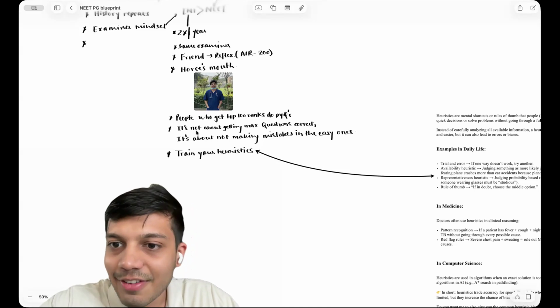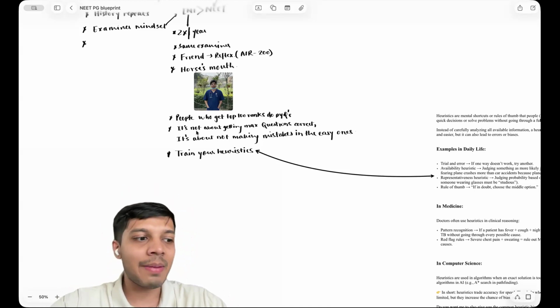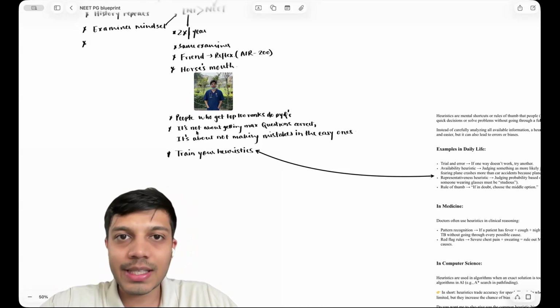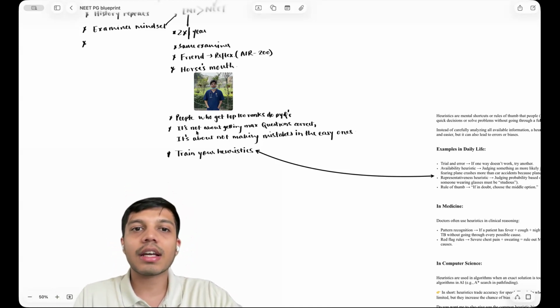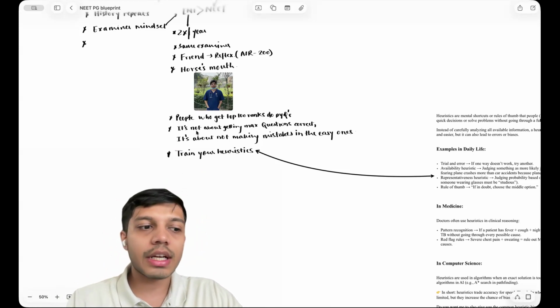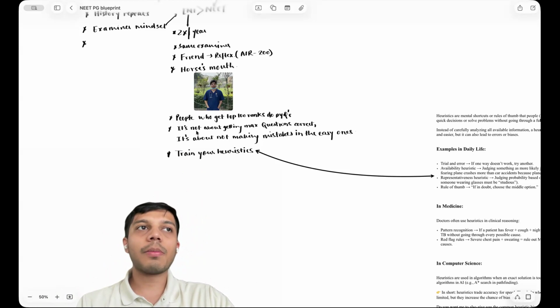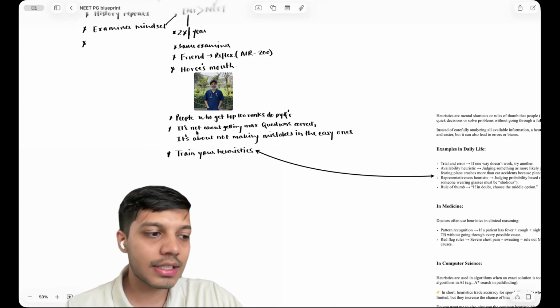This is the quote that I've come up with, because after the exam, you don't remember that you got, for example, this year in INICET, they had a question on DPDP, which is data protection, because all of the medical data is being digitalized these days.